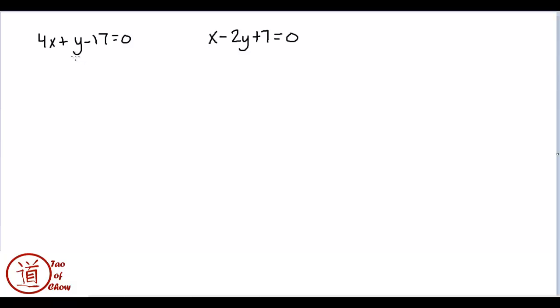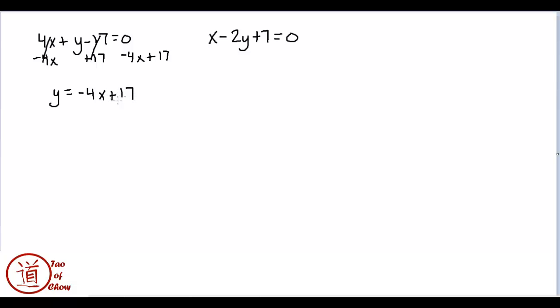What I'm going to do is express one of these in terms of either x or y. I'm going to show you using both examples, so I'll do one expressing it in terms of y and the other in terms of x. Then we substitute that one into the other equation. So I can subtract 4x from both sides, and I can also add 17 to both sides. These will eliminate and these will eliminate, and that leaves me with y is equal to negative 4x plus 17.